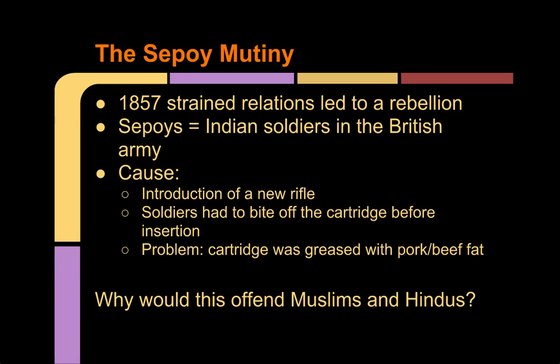But what will happen is that these sepoys are going to fight in this army, and they're under the British, and they're going to take Indian leaders and put them in the military as well. And they kind of make it seem like, oh, well, you're fighting with us, not just for us. But what will happen is that there will be an introduction of a new rifle, and the rifle is a great rifle, but the problem is that the soldiers have to bite off a cartridge before the insertion. Okay? They just got to bite off this cartridge and stick it in the gun.